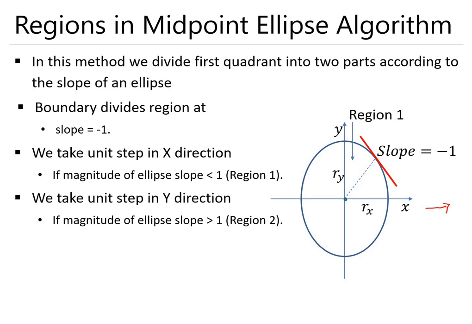We take a unit step in the y direction if the magnitude of the ellipse slope is greater than 1. So in this region, region 2, we will take a unit step in the y direction.